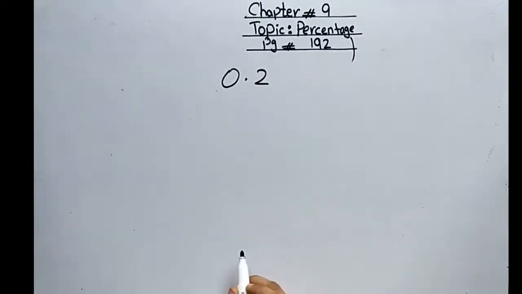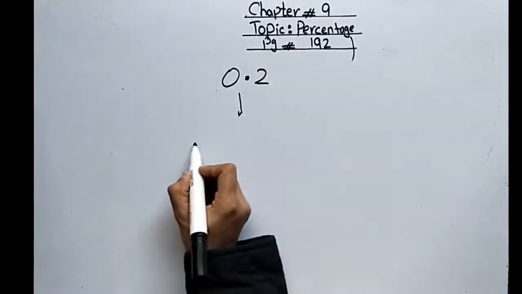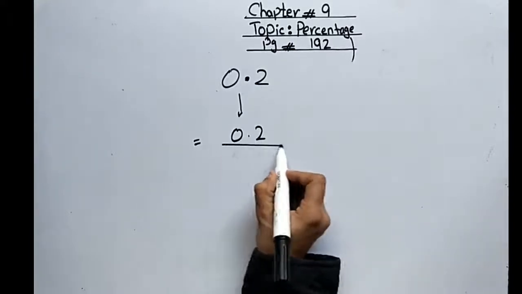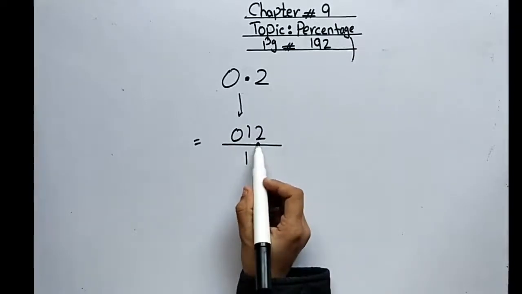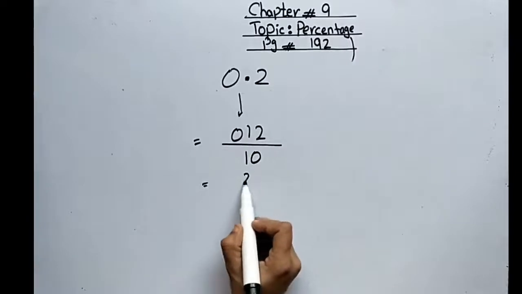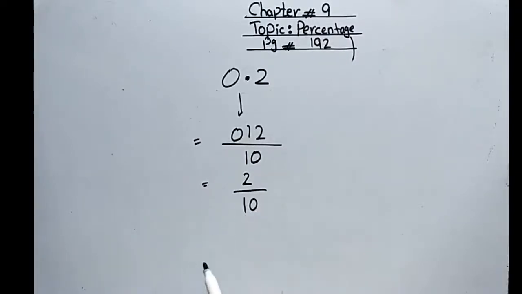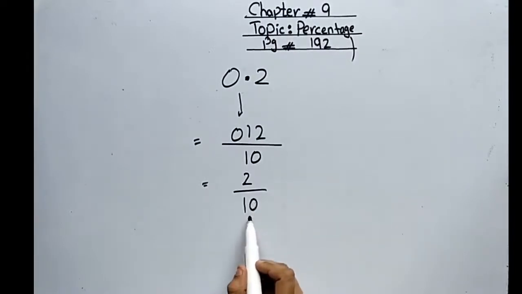Now let's suppose you have this type of number, 0.2. This number is called a decimal number. So first we will convert this decimal number into the fraction form. Remove the point, write down 1 in the denominator, and then count the number of digits after the decimal point. There is just 1 digit. It means we will write 10 in the denominator. So the new number will become 2 by 10. This form is called a fraction form, and as we know, a fraction form can be converted into the percentage form by using two methods.